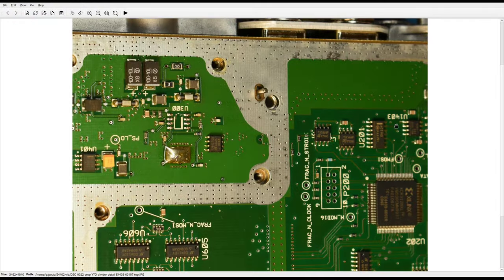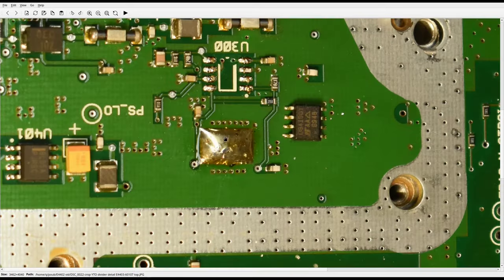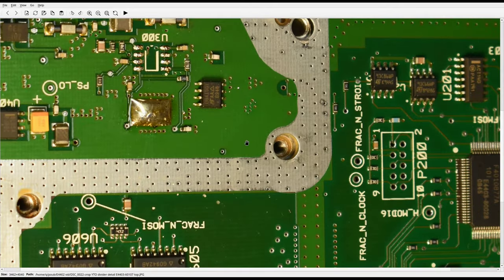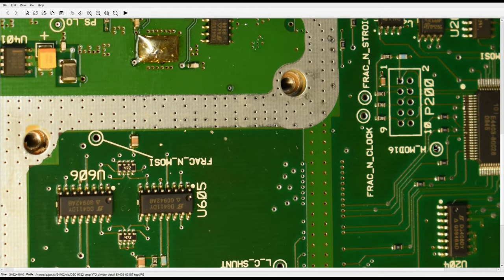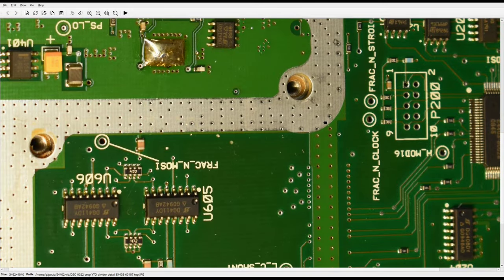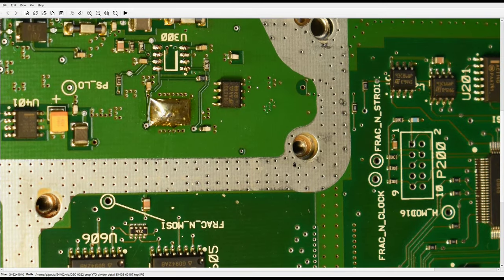Just going back to this view of this is what you see when you open the unit first without removing the RF deck. So this blob is right underneath that divider chip, that custom part on the other side. I think this PS underscore LO, that's the pre-scaled LO, probably after that divide by 8. And on this, oh yeah, here it is, H mod 16. This one controls whether the ratio is 8 or 16.